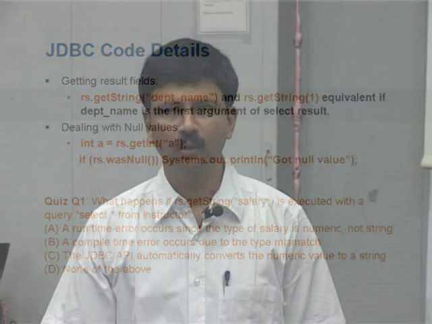So far so good. Now, what if a particular value in the database happened to be null? Now, if it was a string value and I do getString, it can return null. That's not a problem. But what if it is an integer or a float? I said getFloat. Now, null is not a valid value for floating point types in Java. So, it cannot give any meaningful result there.